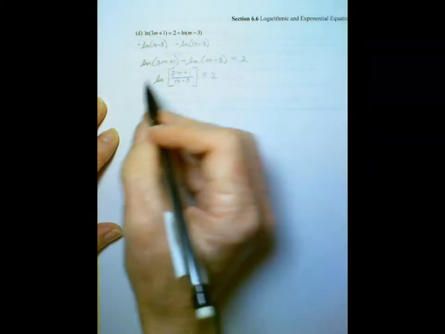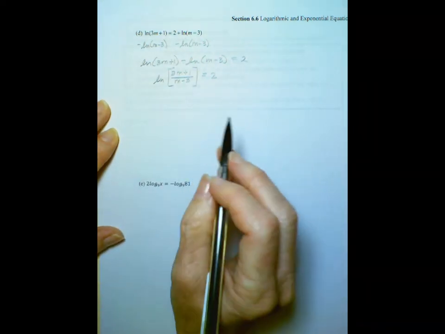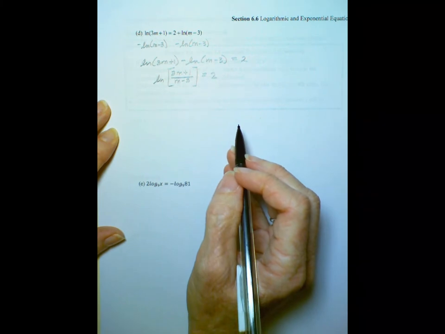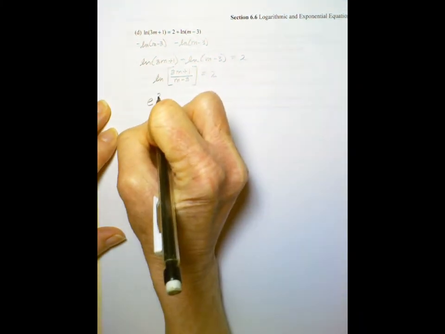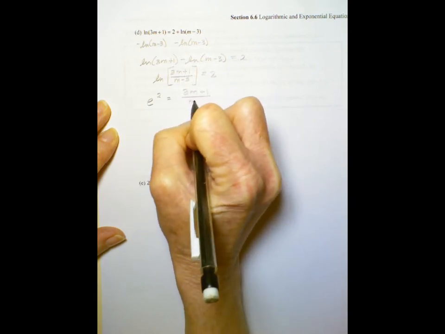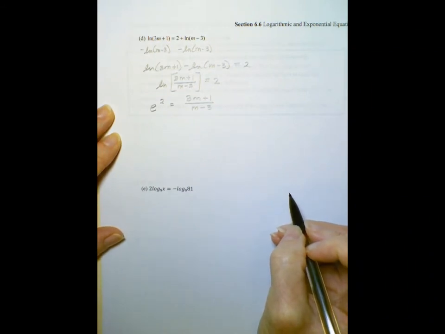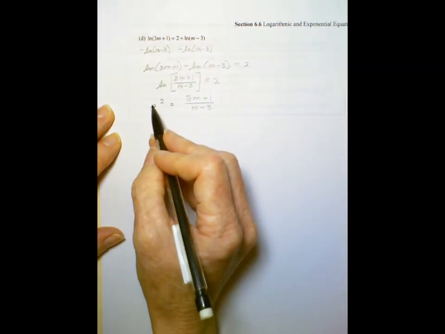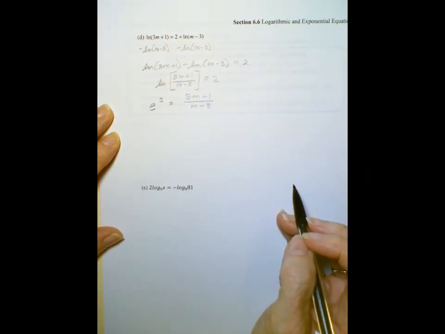And now we'll use the definition to change it to an exponential. Now this one's a little interesting because what's the base? It's e. E to the second power is equal to 3m plus 1 over m minus 3. Okay, this is a number. It's not a variable, but it's an irrational number. We need to solve for m. So how will we do that?